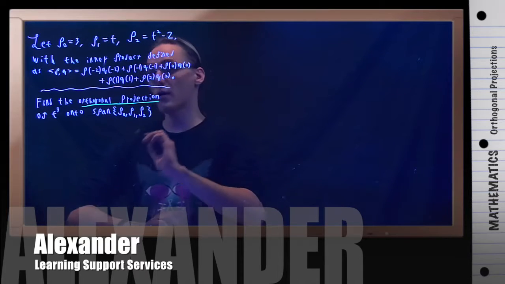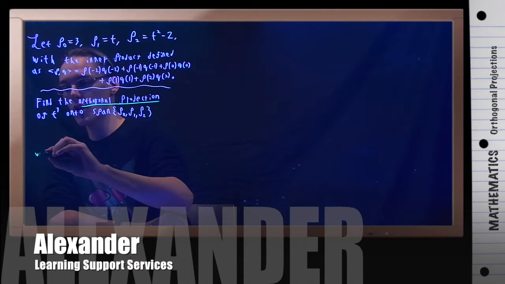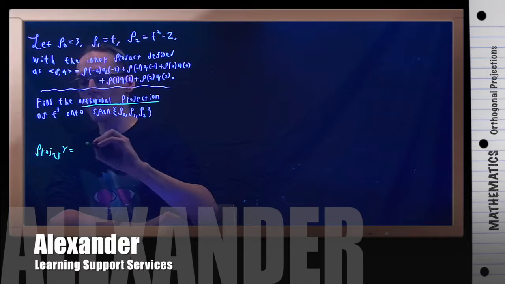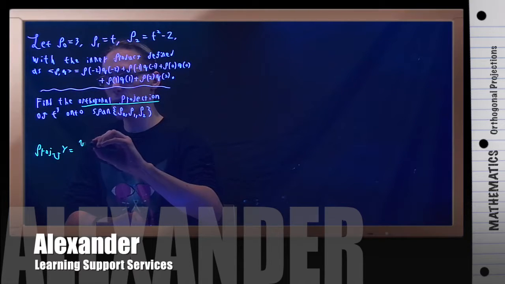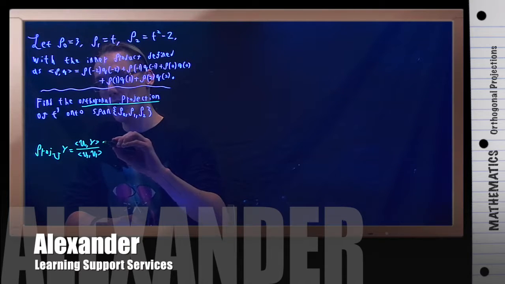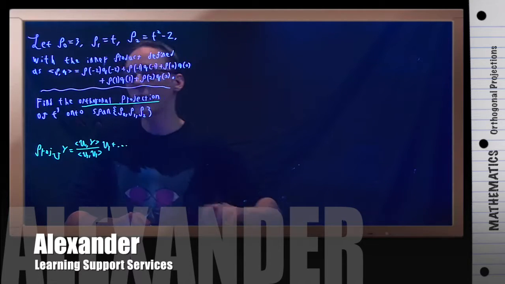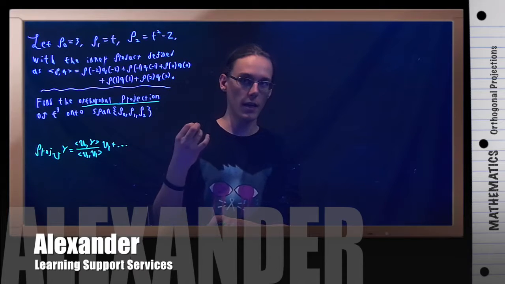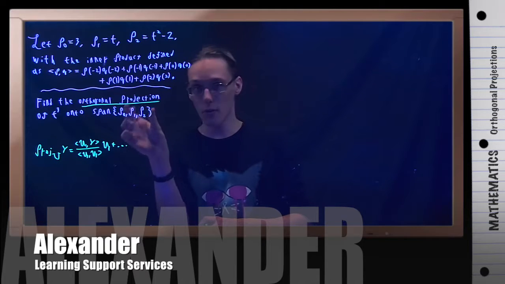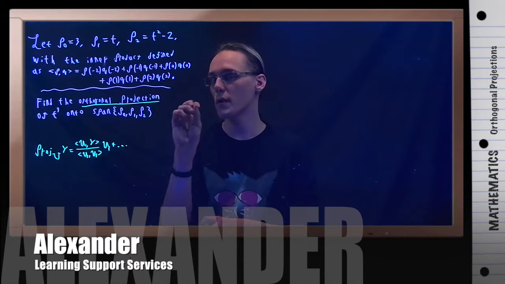Let me write down the formula I would like to use. The projection onto, let's call it capital U, just some space, of a vector y, is the first component of that space, inner product with y, over the inner product of the first component of that space with itself, times the first component of that space, and then you do that for each component. The thing is, this only works if this set right here is an orthogonal basis. If it's not orthogonal, we have to do something else.